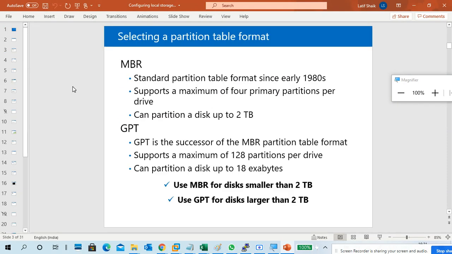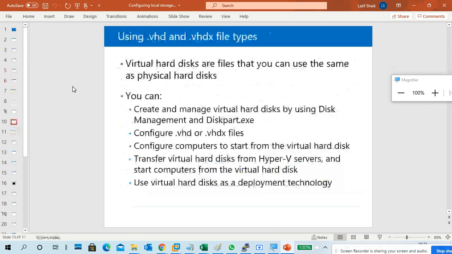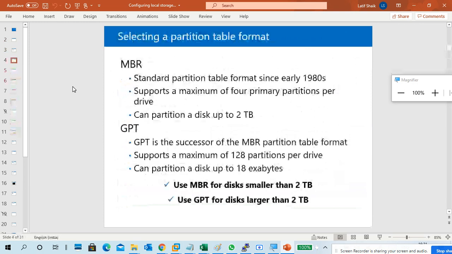Okay, this is local storage. We already seen MBR, GPT. MBR has 4 primary maximum partitions, 3 primary and 1 extended. In extended, we can go for logical partitions. MBR supports 2 terabytes only as maximum partition size. GPT supports 18 exabytes, meaning more than 2 terabytes. It will support 128 primary partitions per drive.